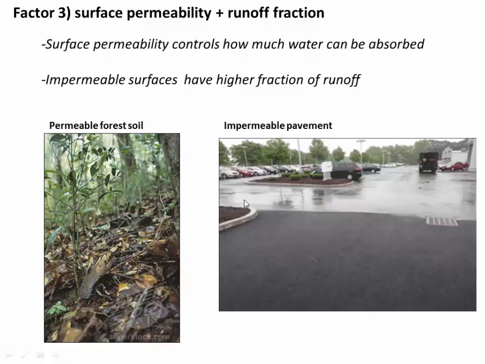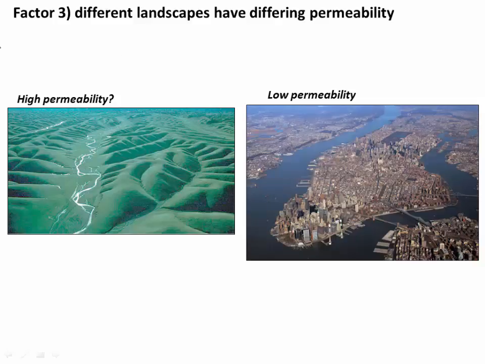In contrast, impermeable parking lots and other built-up areas do not absorb water at all. They are impermeable. That water immediately runs off into the river. So impermeable surfaces would have a higher fraction of runoff than permeable. And of course, that's going to result in much more intense floods. And just another look at that, this plays out at the landscape scale as well. So you could think of some watersheds as being very permeable, having low runoff fraction, other watersheds as being very impermeable, like New York City.